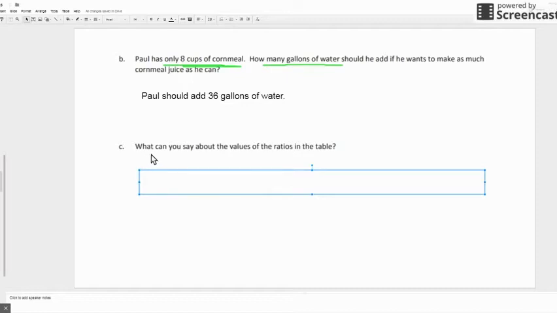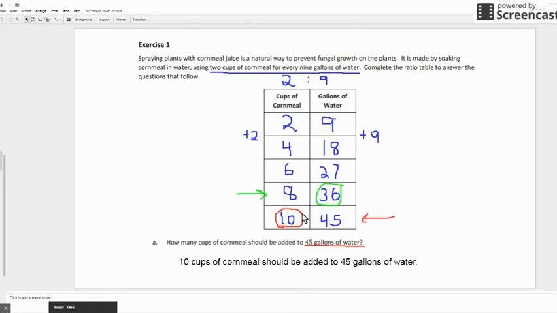Letter C. What can we say about the value of a ratio in the table? Well, remember, here we go again. The value of a ratio. This is the third time we've discussed the value of the ratios. So, what can we identify about the value of all these ratios? Well, we took the time and we wrote them all as fractions and then simplified.